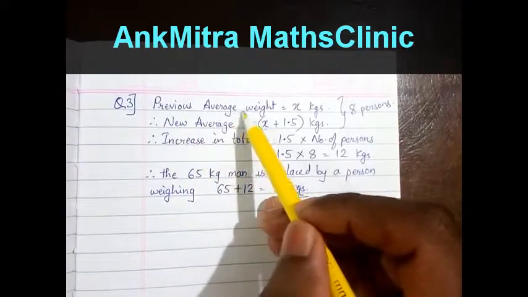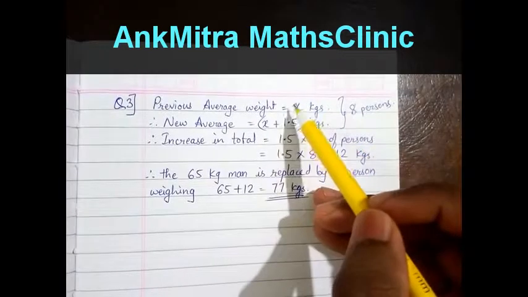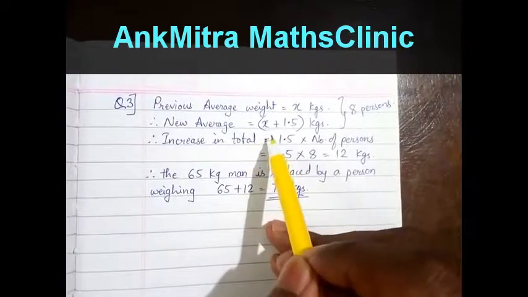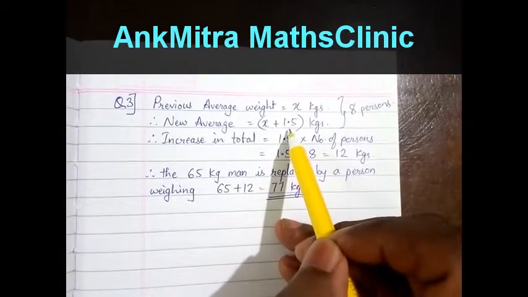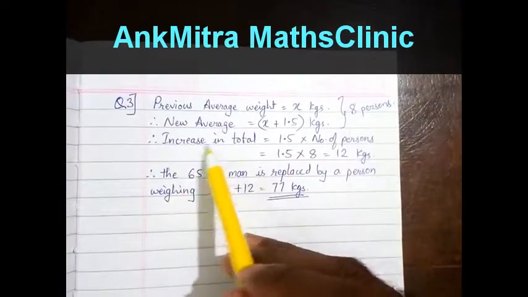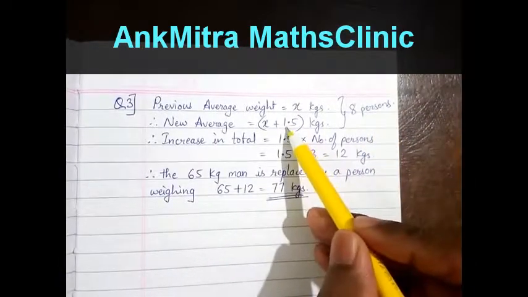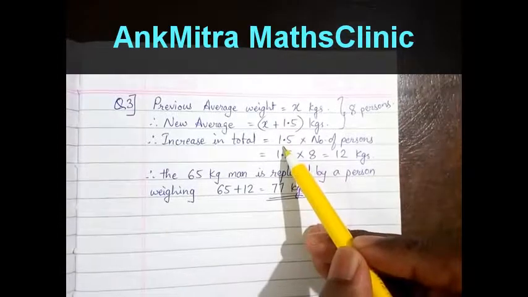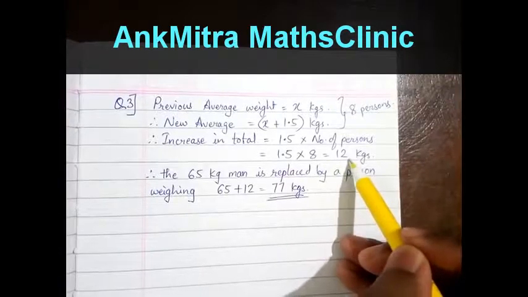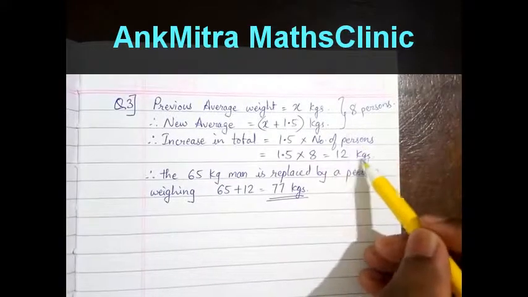Let the previous average weight of the 8 persons be x kgs. After a person weighing 65 kgs is replaced by a new person, the new average is increased by 1.5 kg. That means the new average will be x plus 1.5 kgs. So now the increase in the total weight of all the 8 persons will be this increase in average, that is 1.5 multiplied by the number of persons. Therefore 1.5 multiplied by 8, which is 12 kgs. That means the increase in the total weight of all the 8 persons will be 12 kgs.